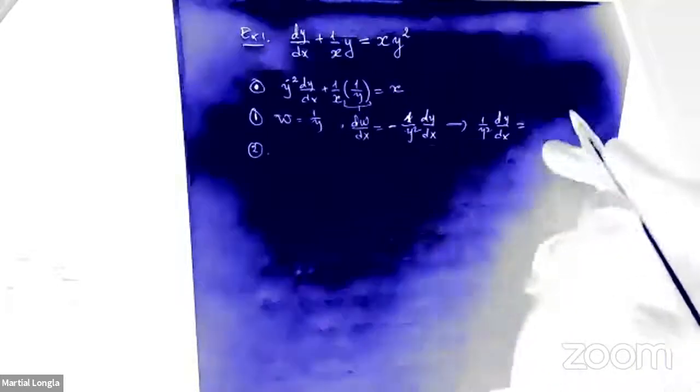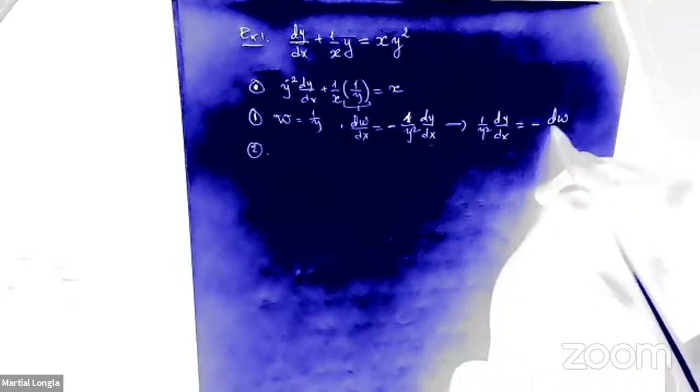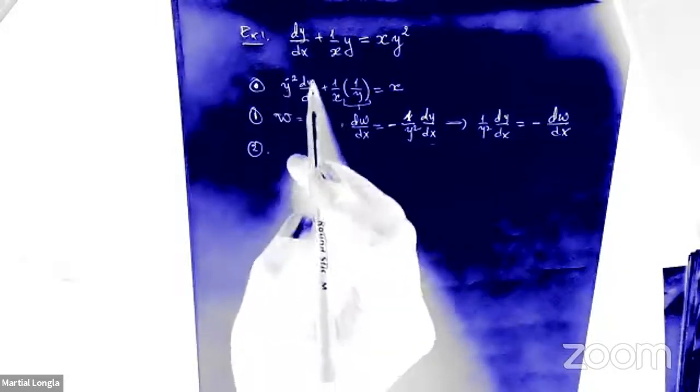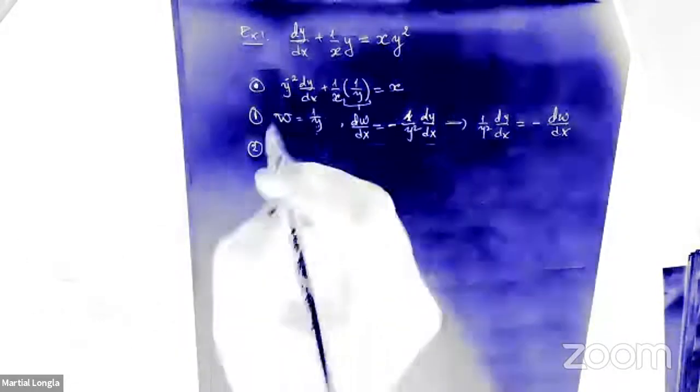This derivative means that that one is negative dw over dx, right? To get this, I just need to multiply by minus 1. And so 1 over y squared dy over dx, that's this, y to the minus 2 dy over dx. So my equation here is going to be negative dw over dx plus 1 over x w equals x. That's it. That's the new equation.